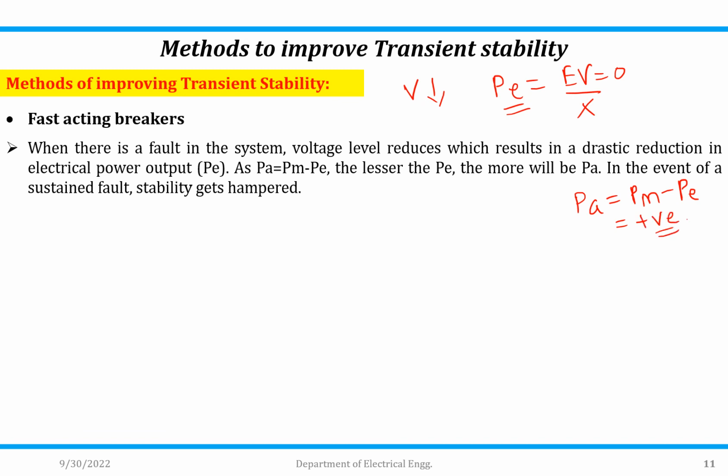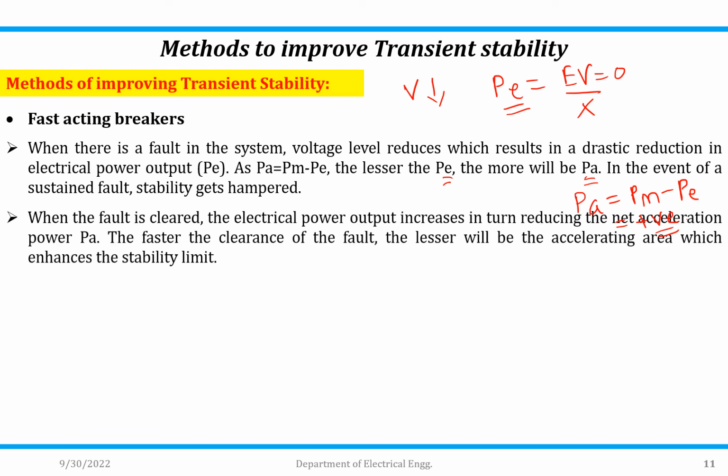This answer will be positive. So the lesser the value of PE, the more will be the accelerating power PA. Now in the event of a sustained fault, the stability will get hampered. But whenever the fault is cleared, the electrical power output increases, in turn reducing the net accelerating power PA. The faster the clearance of the fault, the lesser will be the accelerating area, which enhances the stability limit. That we also discussed earlier.